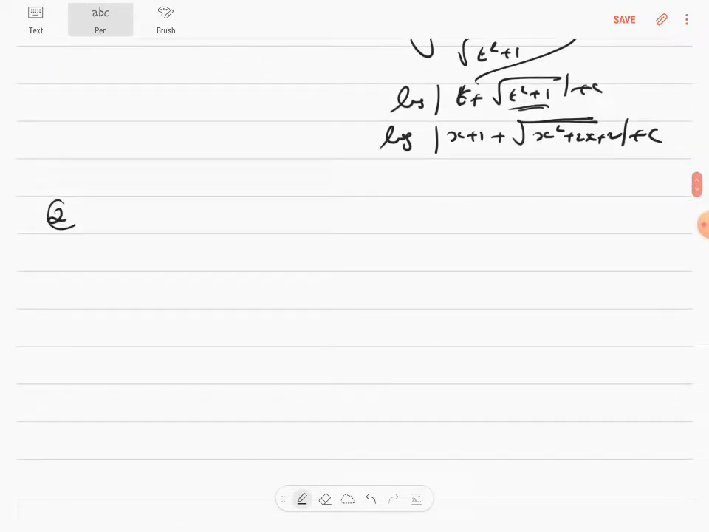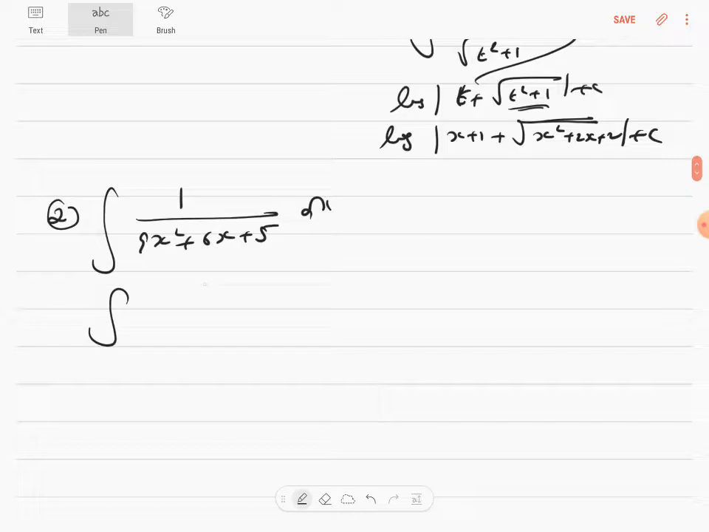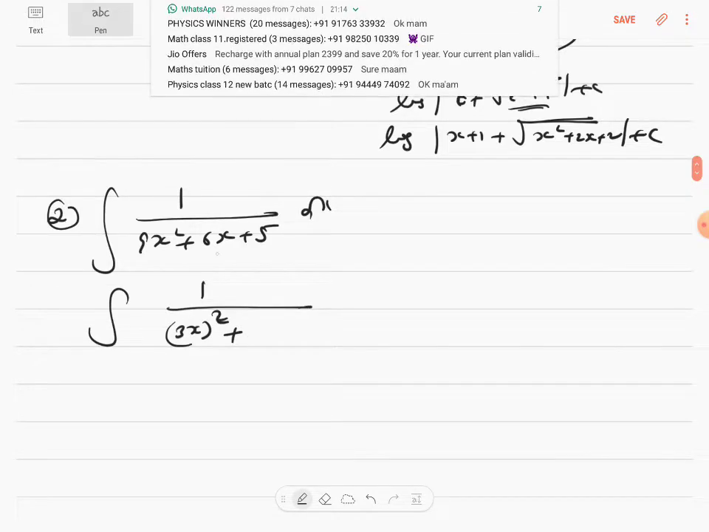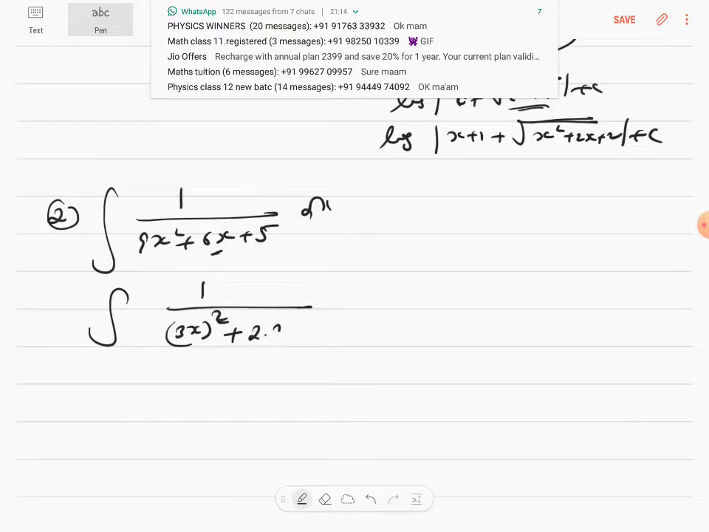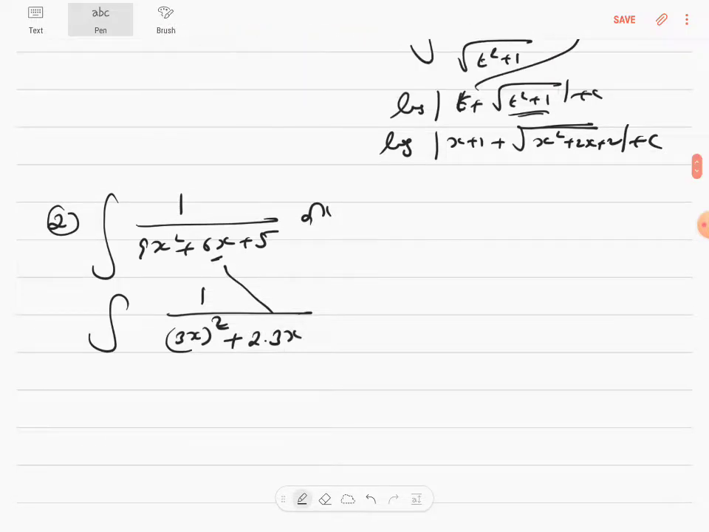Okay, so the second sum, supposing it is 1 by 9x square plus 6x plus 5, integration. So you can write it as 1 by 3x the whole square plus this 6x can be written as 2 into 3x. So what is your a, this is a square, this is 2ab, so b can be 1. Then this 5 can be written as plus 4 because I want a b square which is plus 1.